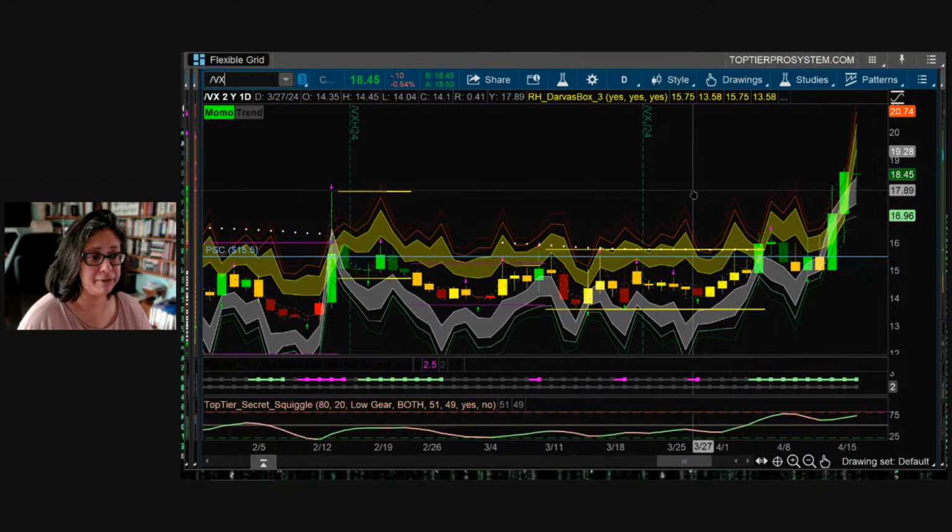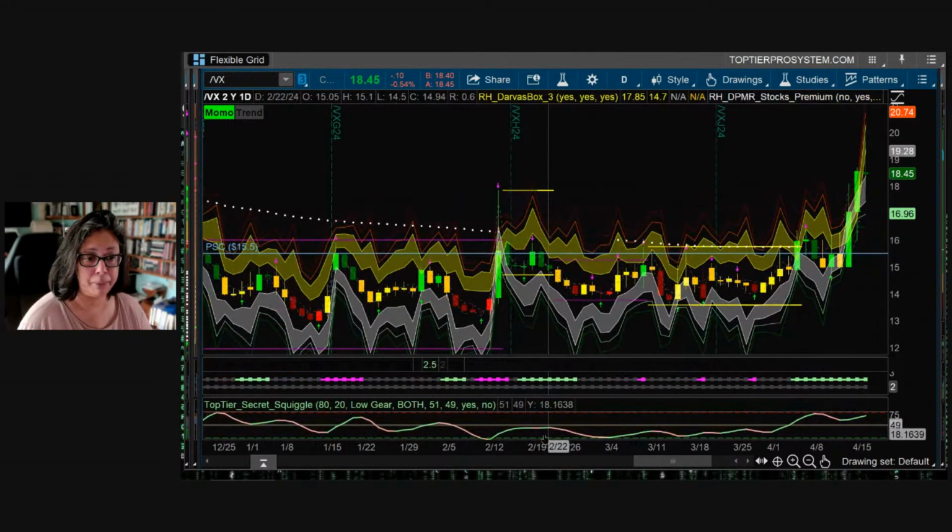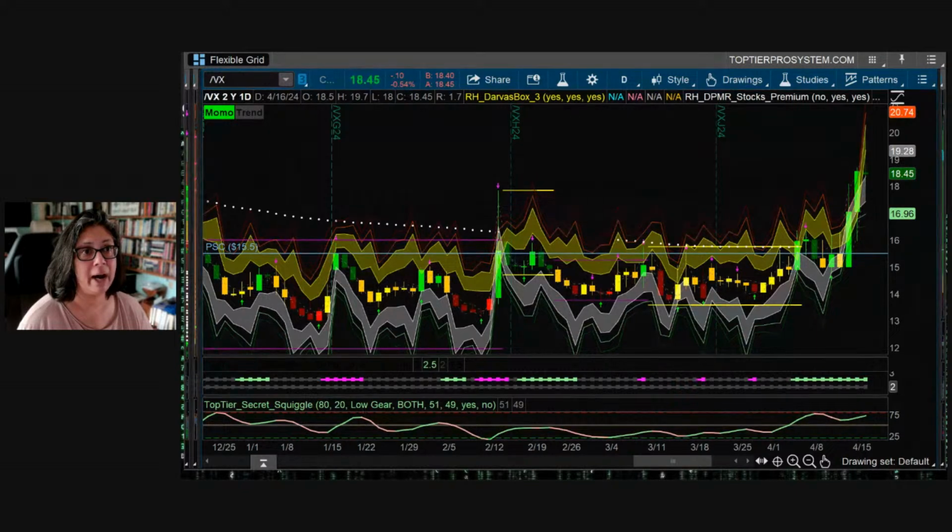VIX futures are best understood by looking at them. I call it pole position. So what is the high and low gear? Here you can see this is our high. This is all drawn by the Darvis 2.0. It's not traditional Darvis, but it's definitely an homage. I'm a big fan of Nicholas Darvas's work, and this is definitely an homage in many ways to what he does.